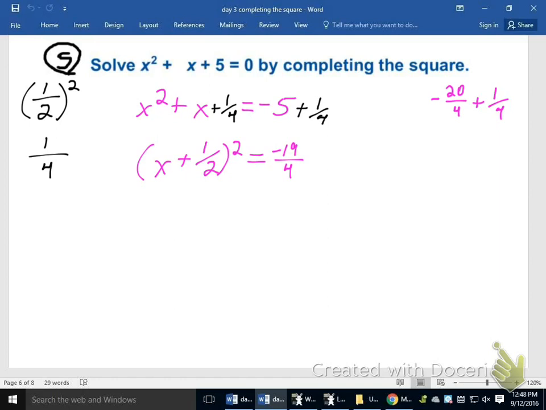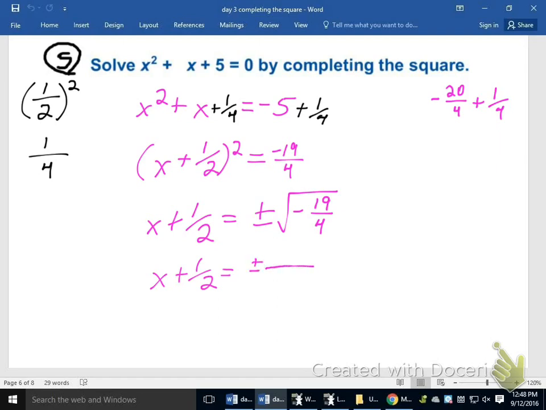Now I'm going to plus or minus the root on both sides. So x plus 1/2 is equal to the positive or negative root of negative 19 over 4. I think you see where this is going, hopefully, is that we're going to have an imaginary root. So this is going to be plus or minus root of negative 19 over 2. Now that part was easy. I took the root of the denominator. I could not take the root of the numerator.